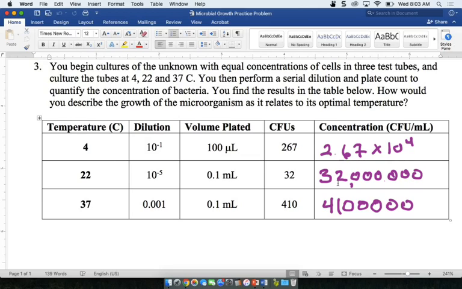Filtration we use primarily for heat-sensitive materials. So a liquid suspension of antibiotics should be filtered instead of heat-treated or autoclaved, because that is going to lead to the denaturation or breakdown of that antibiotic.